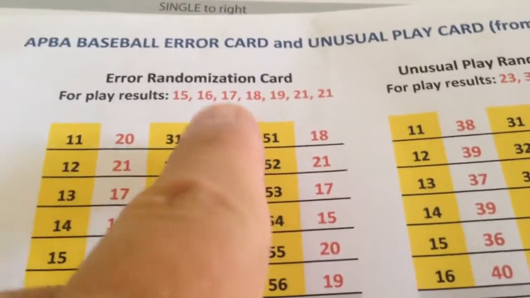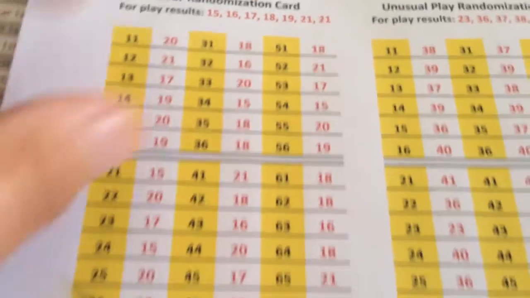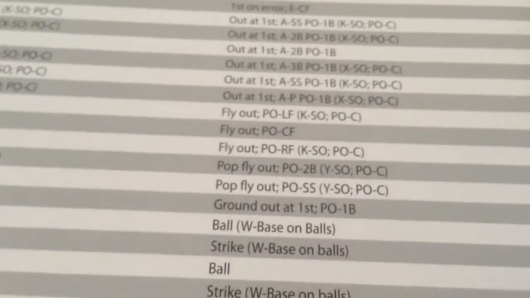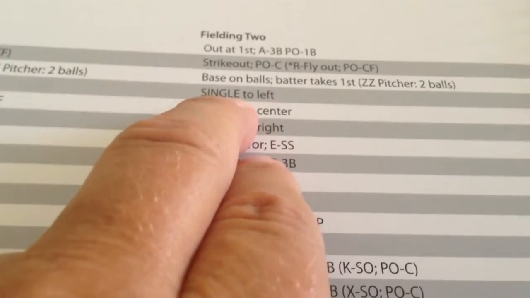Stanley still at bat, one away. 53 is a 17. Here comes the error chart in. 17 is one of the numbers that we re-roll for. That is a 21. 21 becomes a 15. 15 on column number 2 is a single to left field.